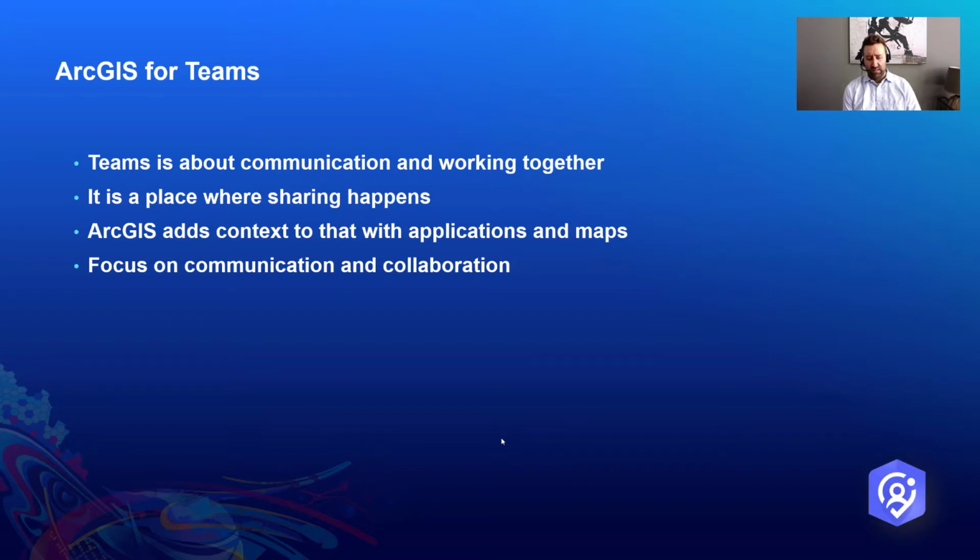Now, ArcGIS adds context to this conversation with applications and maps. So there may be times where within the organization you have a question, I've seen that on a particular application, let me bring it up, and I can search for it right then and there. Or maybe I want to send a map to a colleague who's been asking about a particular layer or analysis or something that we did. And again, all of this is focusing on our communication and collaboration. It's the effort to go ahead and put maps into the arena where these conversations are happening.